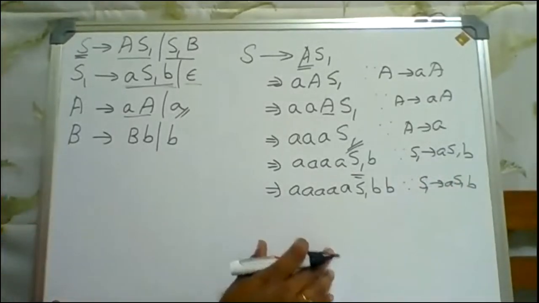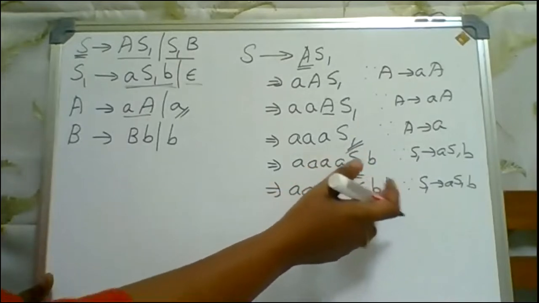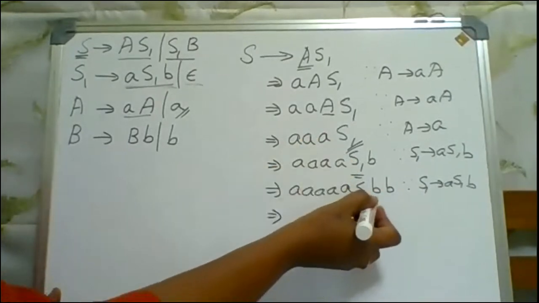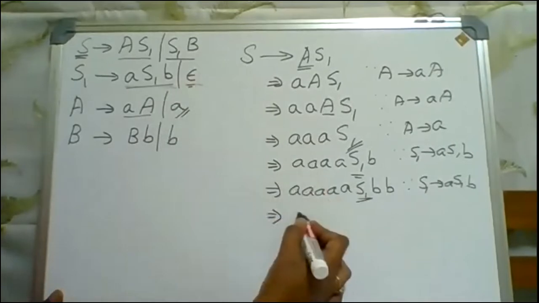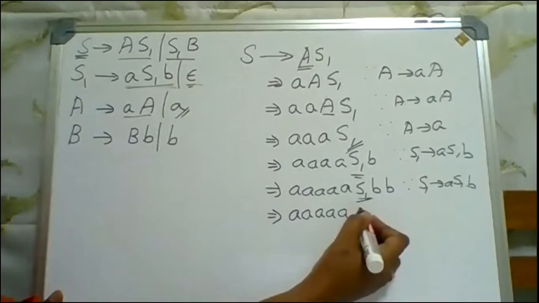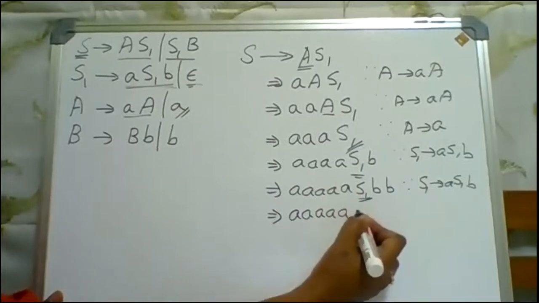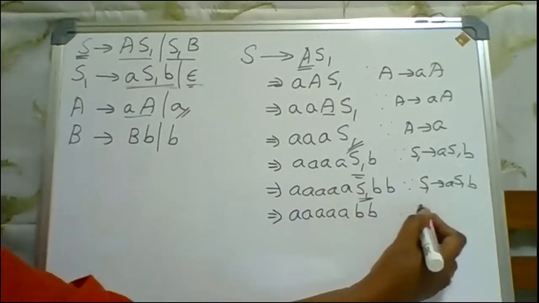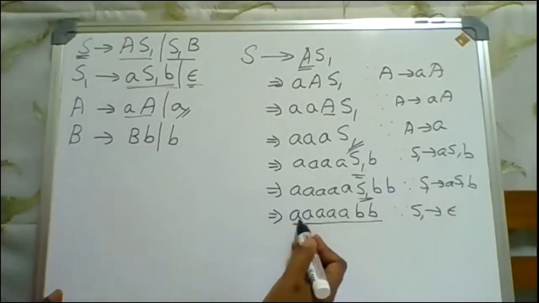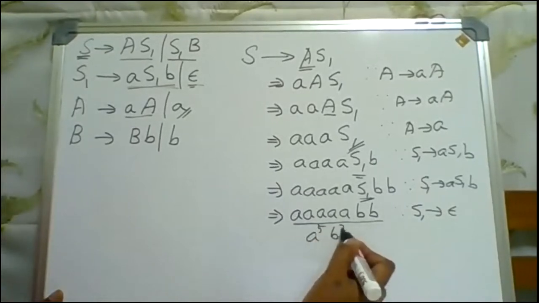You can continue this for any number of steps, or you can stop anywhere, and from that you should identify the language. Here, I am going to stop this derivation by replacing S1 with epsilon. We do not need to mention epsilon explicitly. So here we have obtained a string with 5 A's and 2 B's.